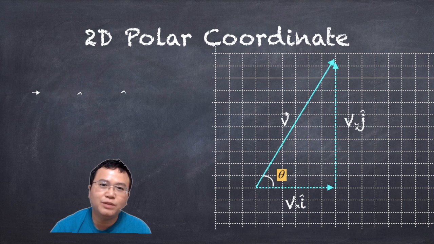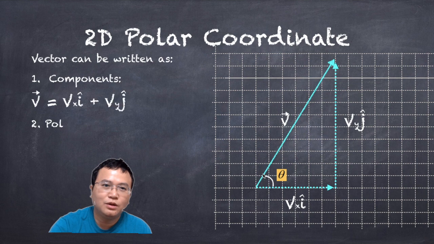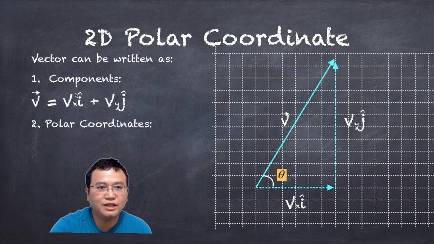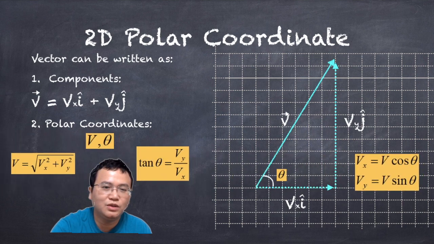Let's look at 2D polar coordinates. A vector can be written as components, in terms of x and in terms of y. We say this vector v we can write as vx i hat plus vy j hat, of course. Or it can be written in polar coordinate form. In order to do that, a vector must have a magnitude, which represents this vector v, and a direction, represented by this angle.